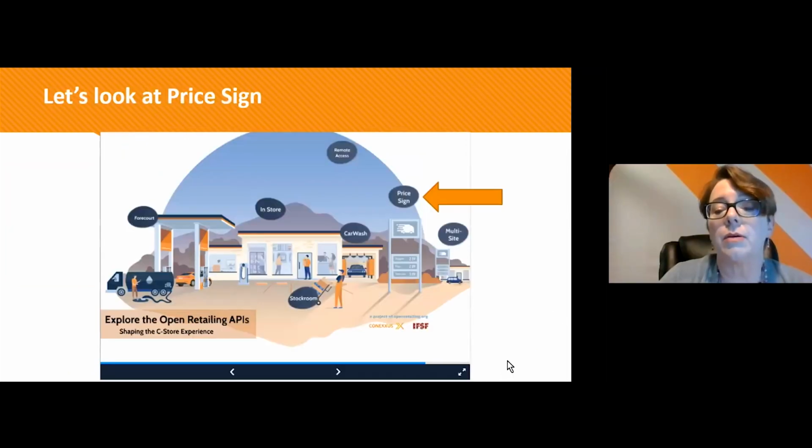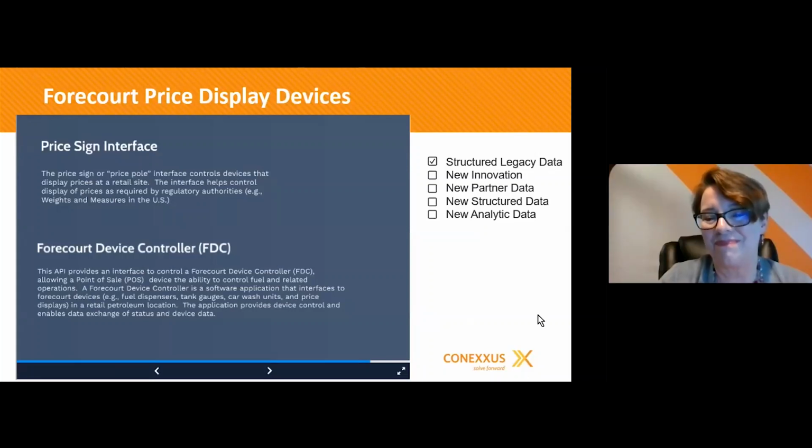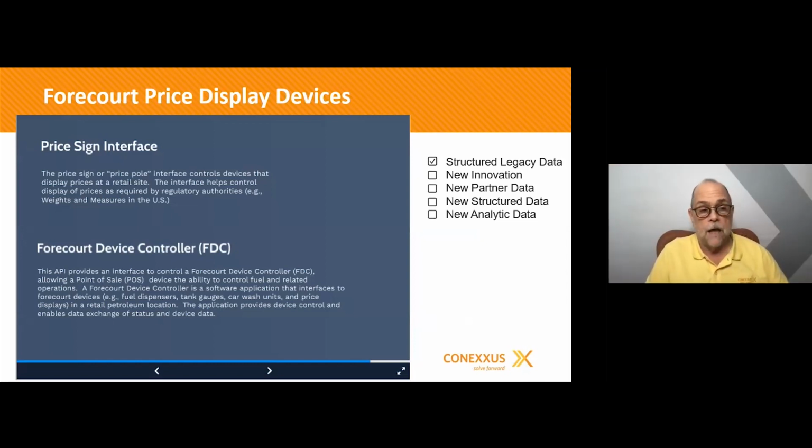Okay, so now since we're still outside this store, let's look at price sign. What can you tell me about price sign, David? Well, they're big and colorful. How about that? So, they are. So there is a price sign interface that's under consideration, and it is a separate interface, courtesy of IFSF, but it can also be accessed through the FDC.